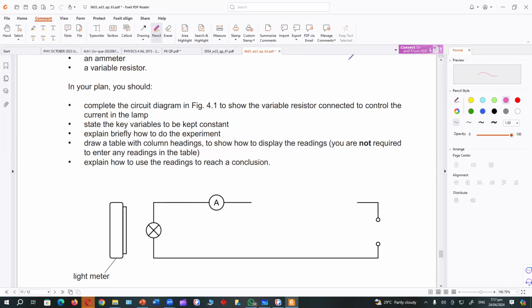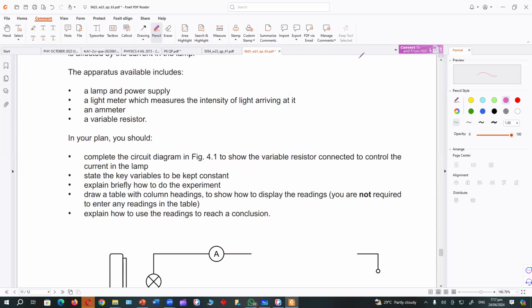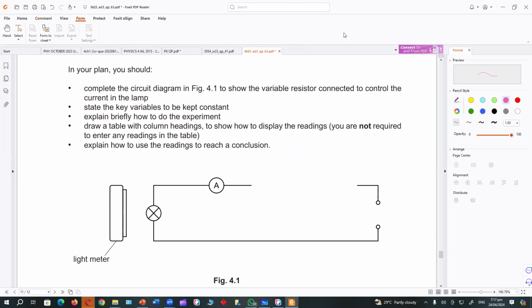So I have a lamp, I have an ammeter, and a variable resistor to control the current. So let's put the variable resistor here.